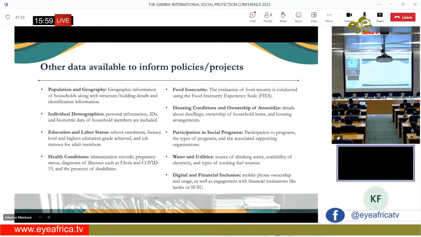Yeah, so there's a lot of data that can be used to inform policies and projects. There's information about population and demographics. There's biometric data as well. Who has access to IDs? There's education and water utilities, and also digital and financial inclusion services.